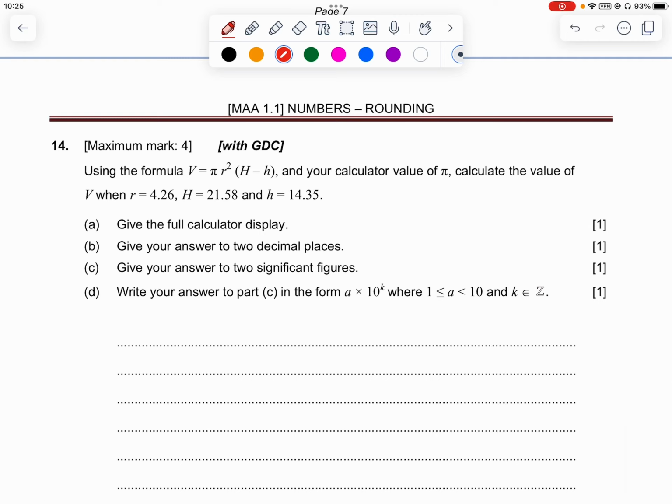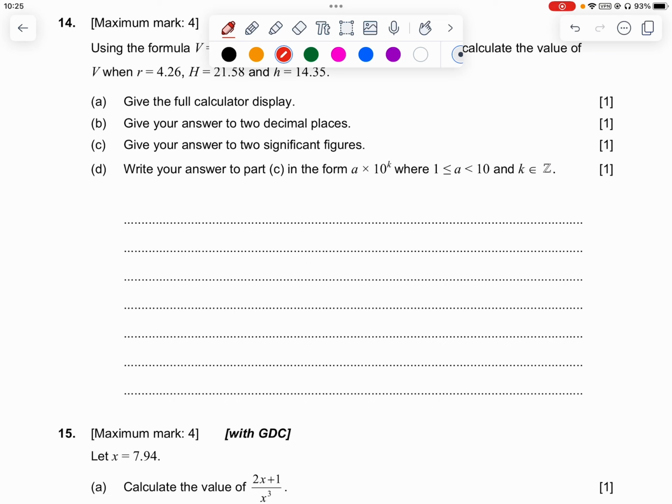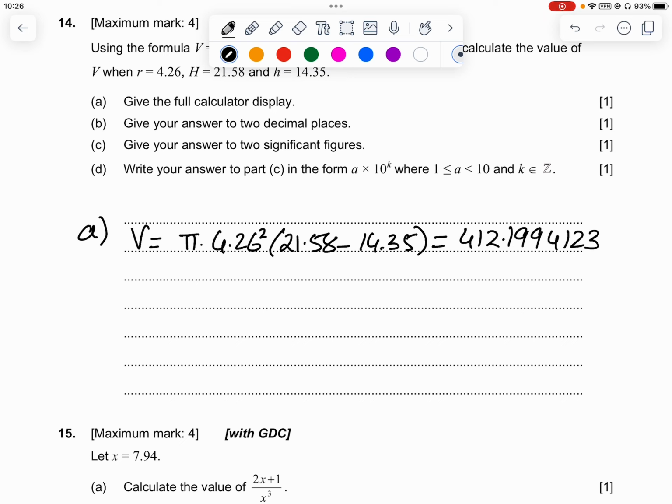Question number 14. Using the formula volume equals to pi r square times h minus h, and your calculator value of pi, calculate the value of V, where R, H and H are given, with the full calculator display. So volume equals to pi times 4 times 26 square times 21.58 minus 14.35. When I do that, the full calculator display will be 412.1994123.